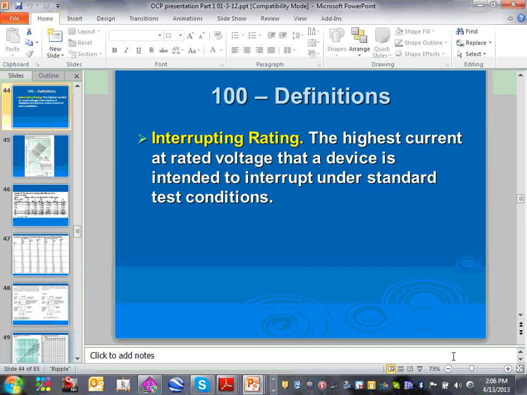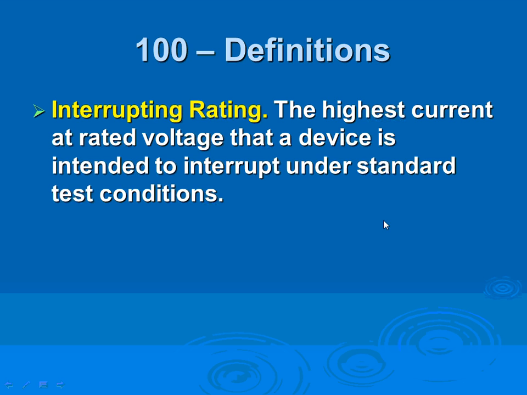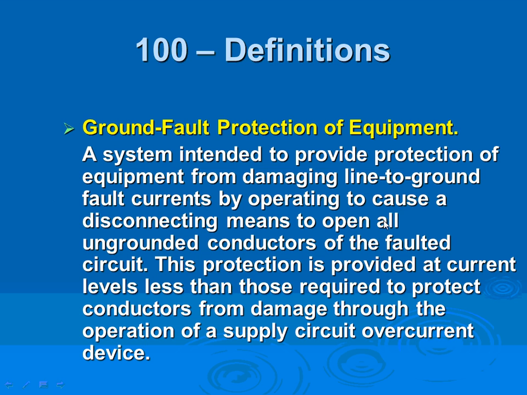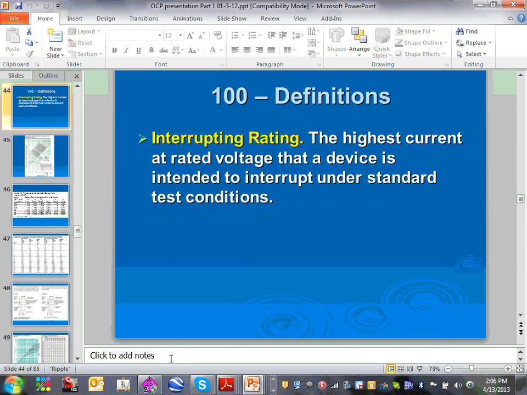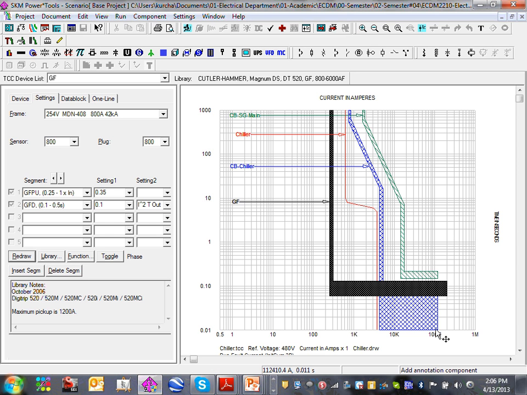Any comments, guys? Any questions about the ground faults? So we have the interrupting rating, the highest amp that the circuit breaker can interrupt. Here's that value. This is the value that this circuit breaker can interrupt without going into pieces.